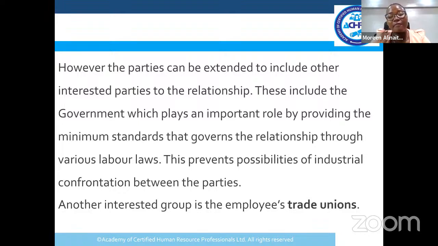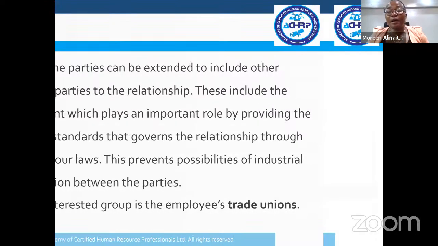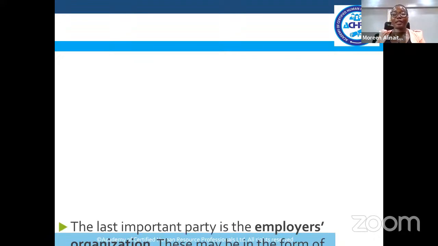These include the government, which plays an important role by providing the minimum standards that govern the relationship through various labor laws. Now, why is the government important? It prevents possibilities of industrial confrontation between the parties. That's why we have the laws. Another interested group is employee trade unions. There are trade unions which are normally interested in the employment contracts of their members.